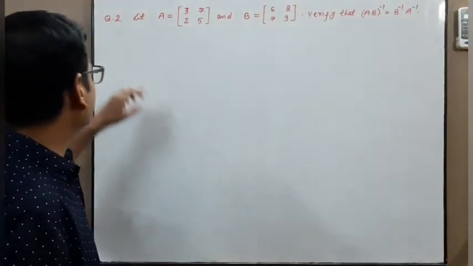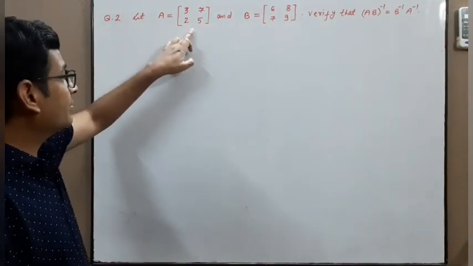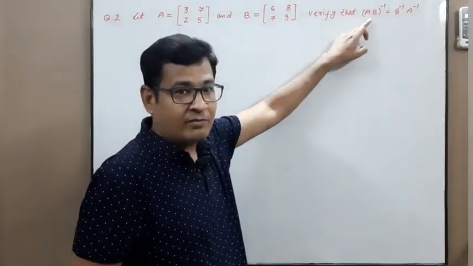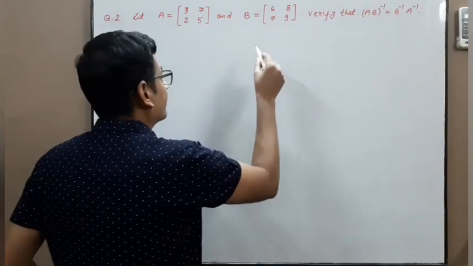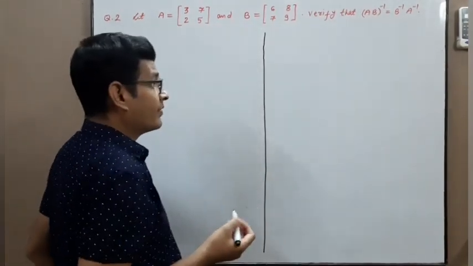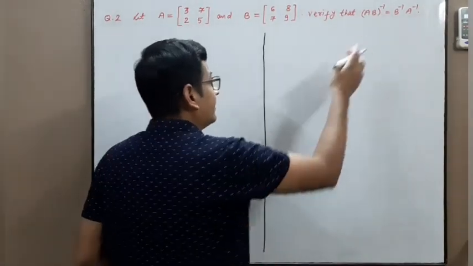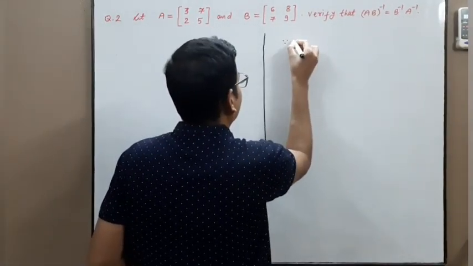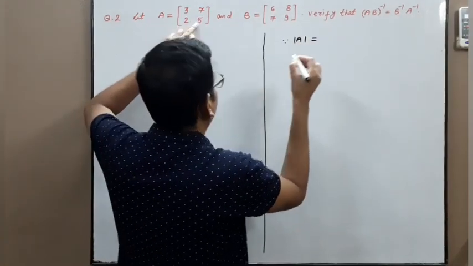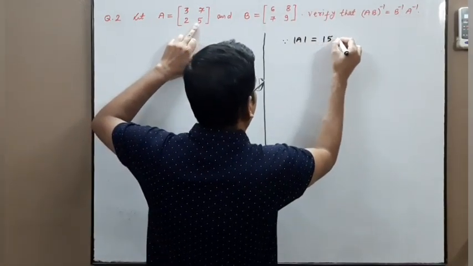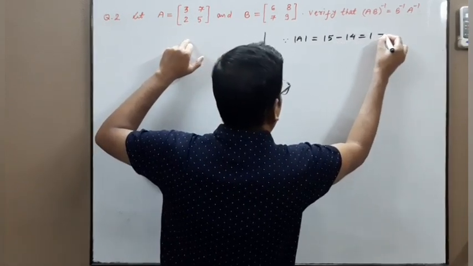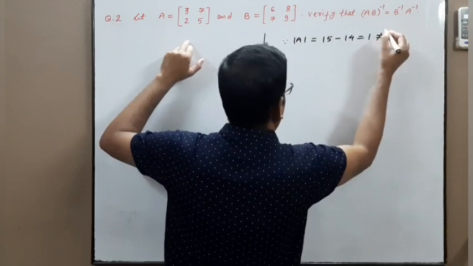Next problem, question 2. Let A equal to this and B equal to this. Verify that (AB) inverse equals B inverse A inverse. First solve any one side. First find A inverse. Since determinant A is equal to 3 into 5 is 15, minus 7 into 2 is 14, is equal to 1, not equal to 0.